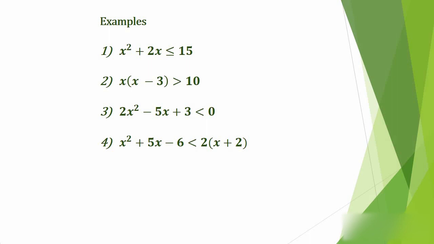The second is x into x minus 3 greater than 10. The third one is 2x squared minus 5x plus 3 is less than 0. And the fourth one is x squared plus 5x minus 6 is less than 2 into x plus 2. So for all these questions, we are required to find the range of values of x for which these statements or these inequalities are true. Now let's see how we can do that.